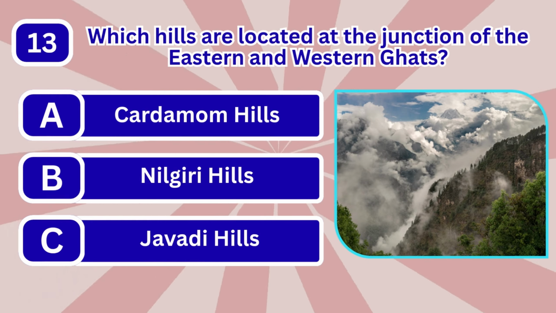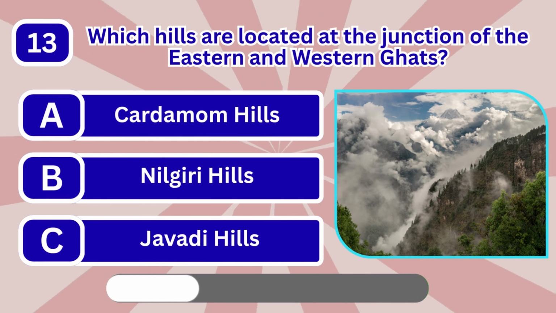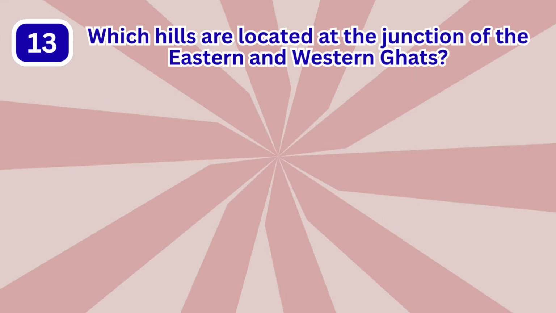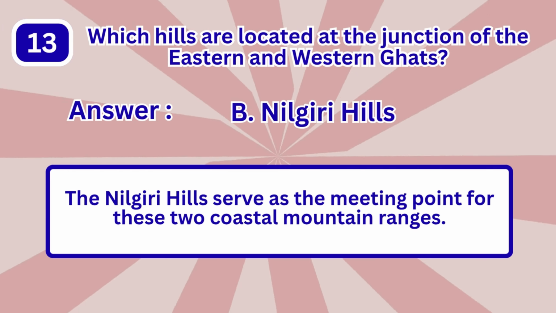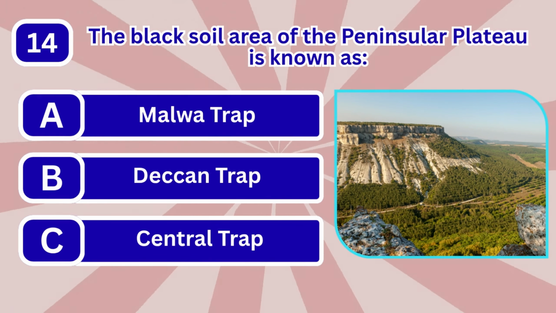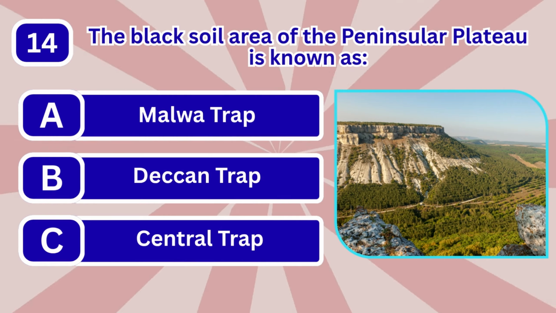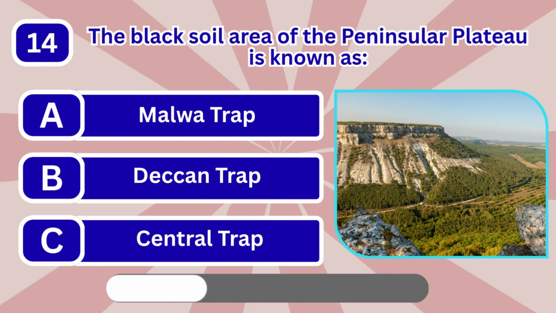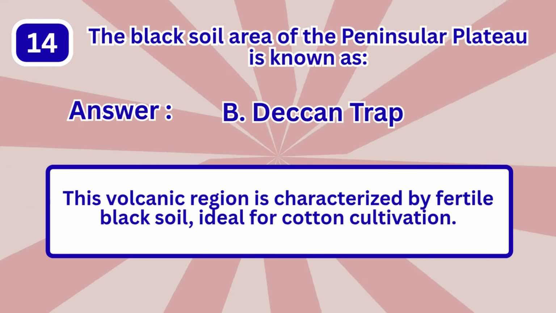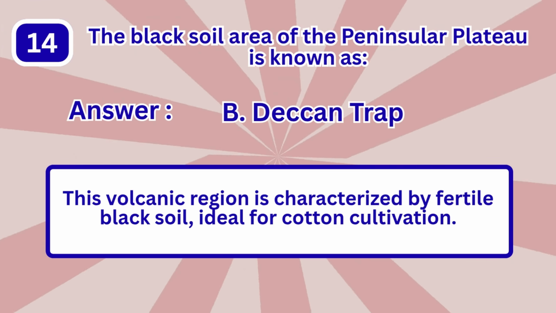Which hills are located at the junction of the Eastern and Western Ghats? B. Nilgiri Hills. The black soil area of the Peninsular Plateau is known as? B. Deccan Trap.